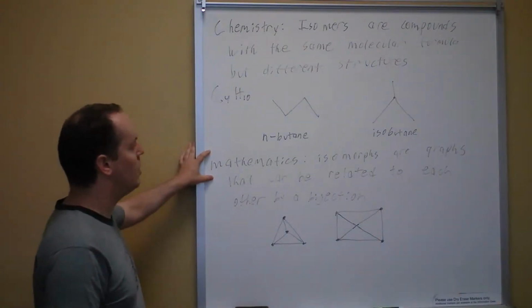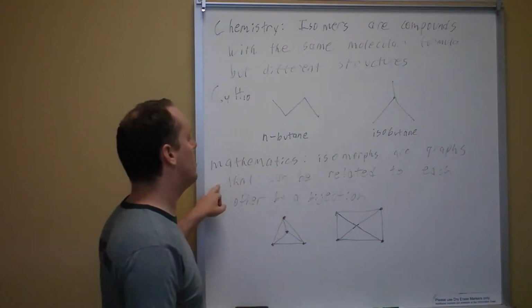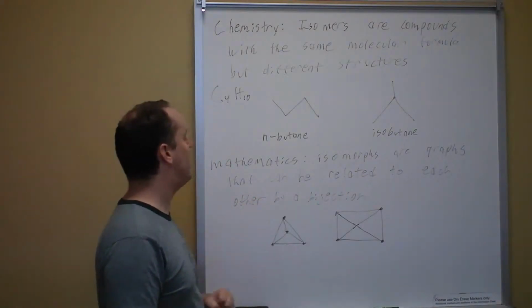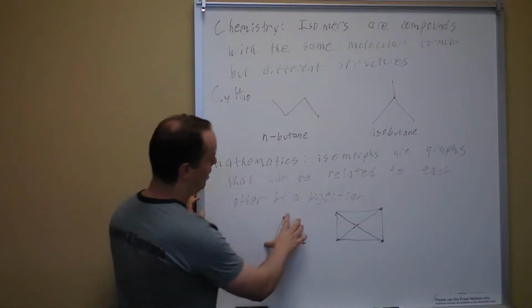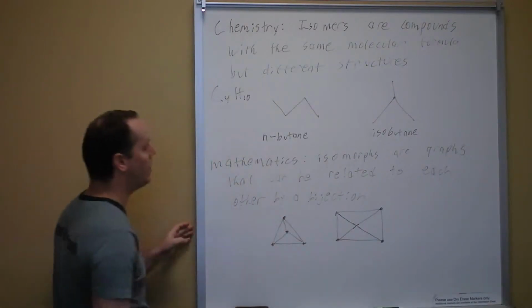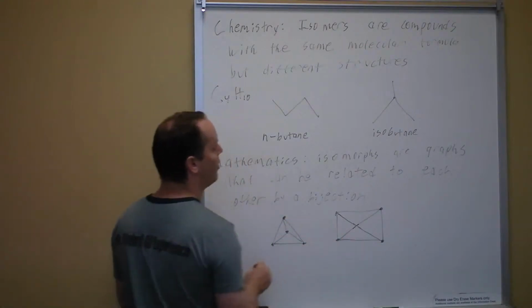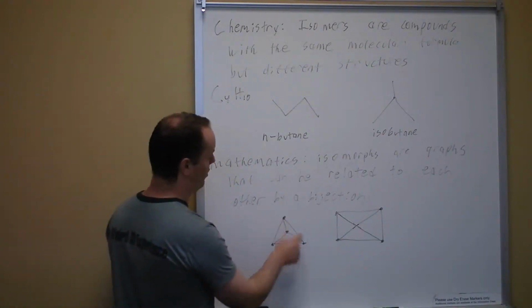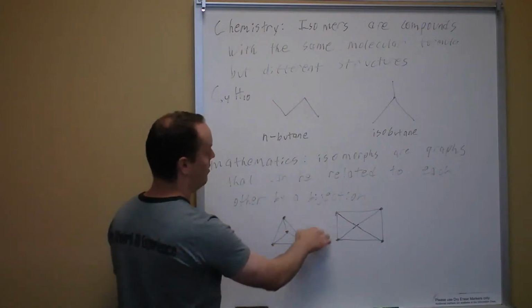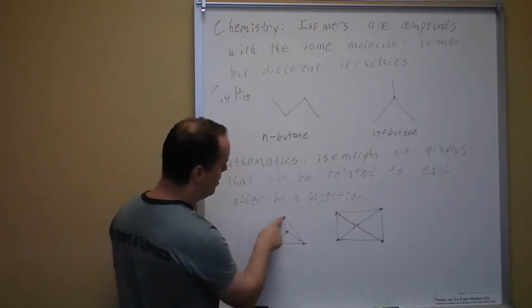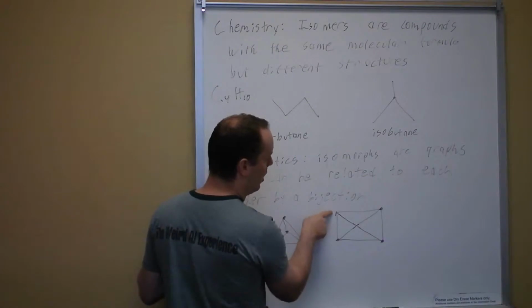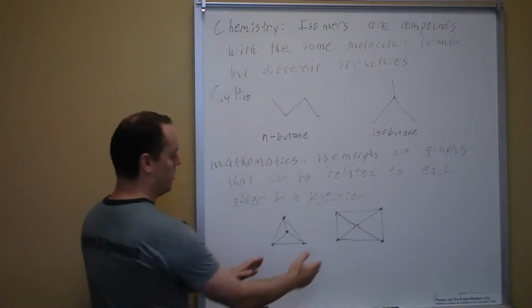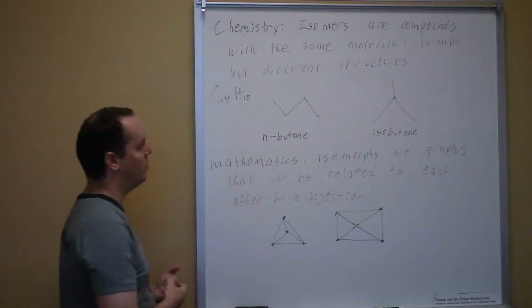A mathematician would say isomorphs are graphs that can be related to each other by a bijection. Now, I'm not going to try to define every last word, but hopefully, here are 2 examples. These two graphs are isomorphs of each other. Notice you have 4 vertices, just like we had up here, but these two aren't the same as that. Notice each vertex is connected to the other 3. Same here. You have 4 vertices, and each one is connected to the other 3. So these two are isomorphisms of each other.